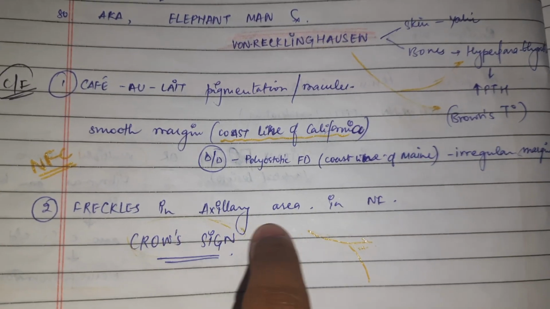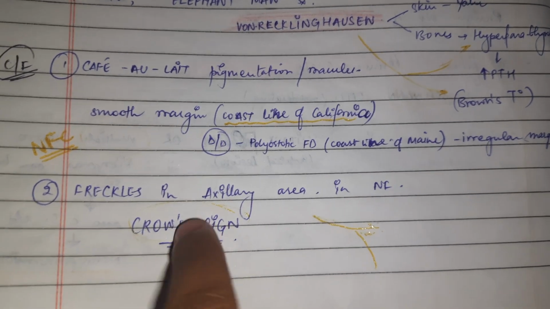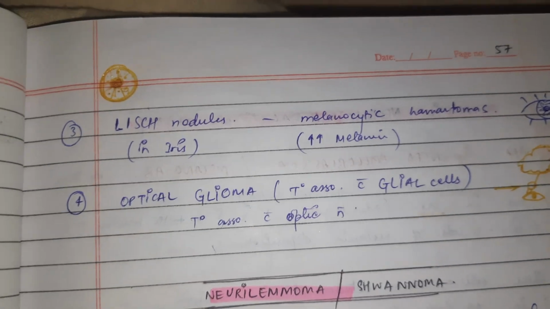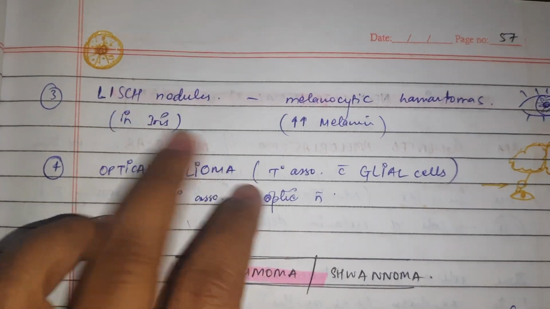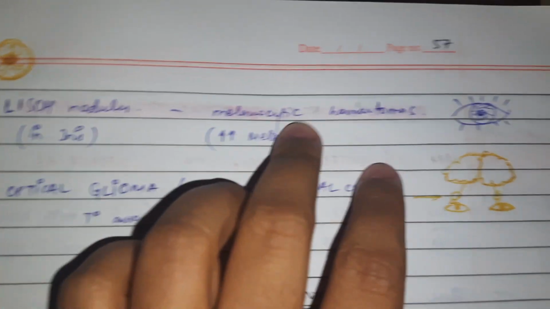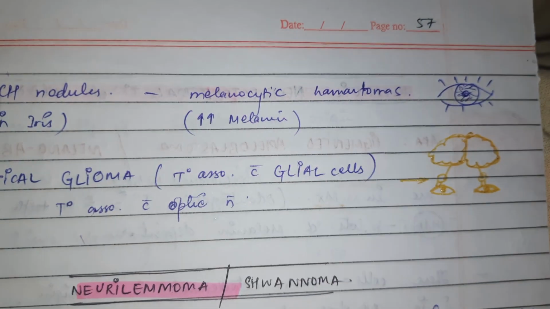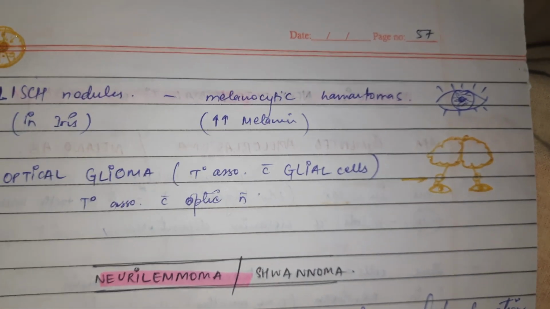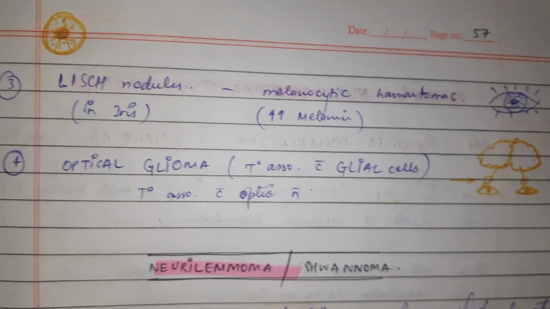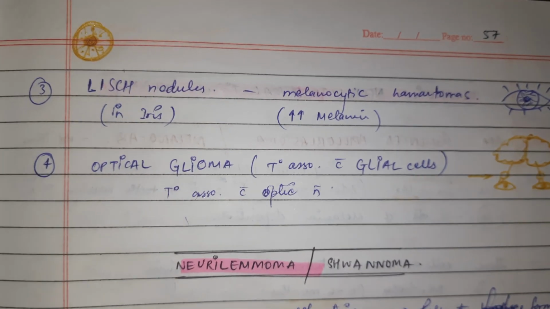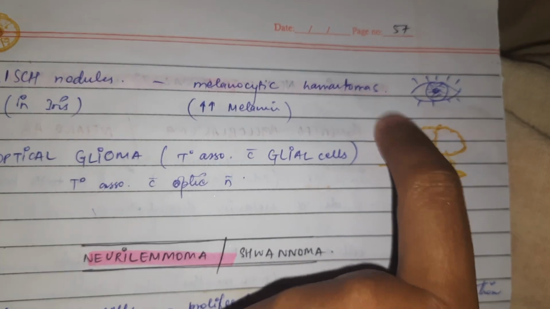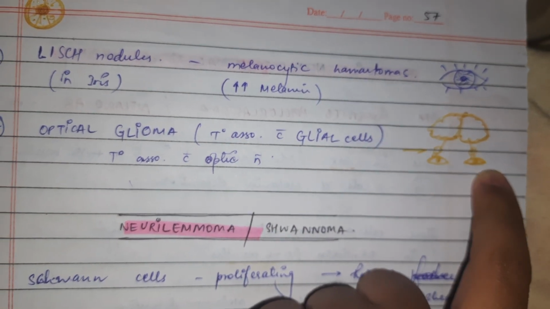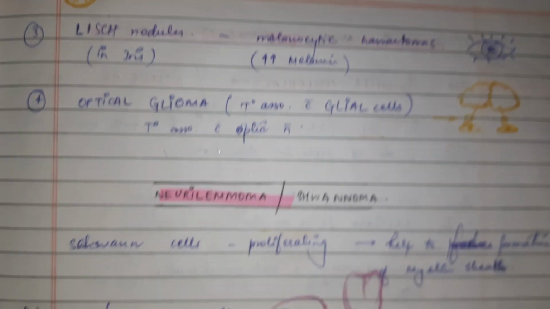Then freckles in the axillary area in neurofibromatosis are called Crowe sign. Lisch nodules are present, seen in the iris, with increased melanin. Melanotic hamartomas are seen in the eye. Optic glioma is a tumor of glial cells associated with the optic nerve.